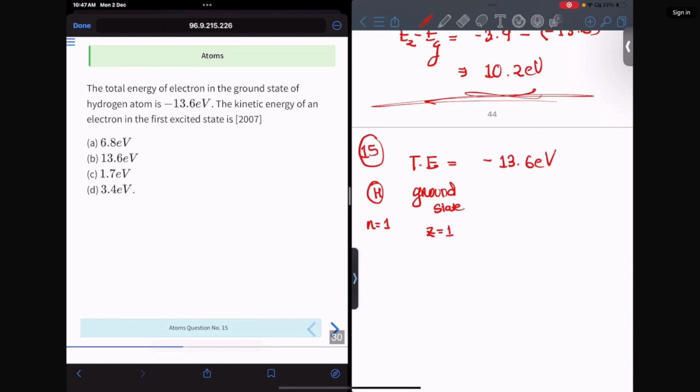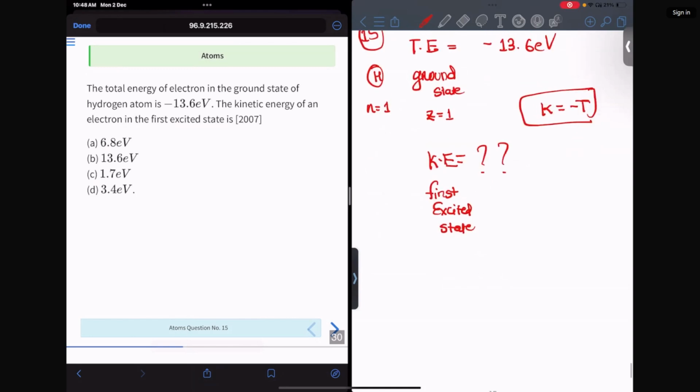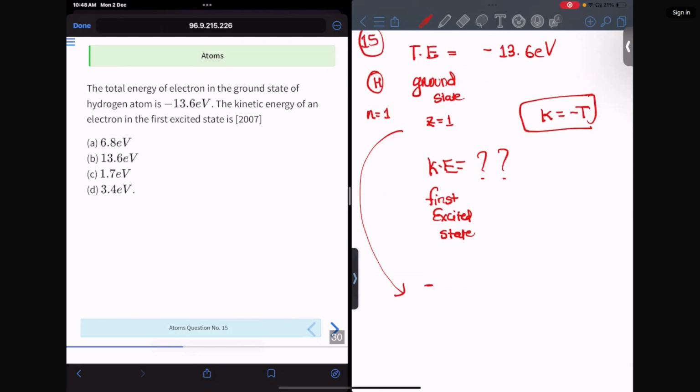Now they are asking you what will be the kinetic energy of the electron in the first excited state. In the first excited state, what will be the kinetic energy? So what do you know? Kinetic energy is equal to minus of total energy. So if you know the total energy in the first excited state, you know the kinetic energy. So I'll calculate what is the total energy in the first excited state. What will be the total energy?